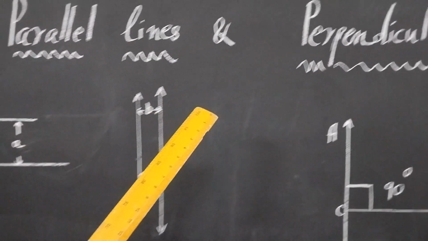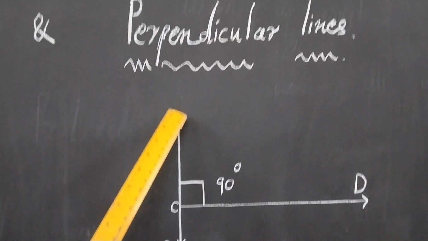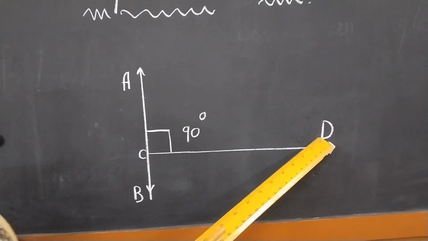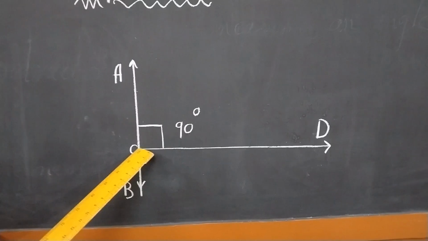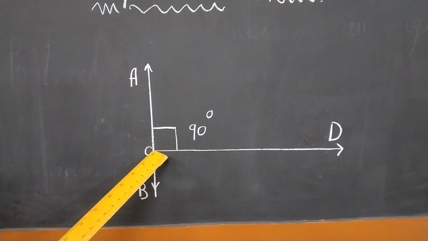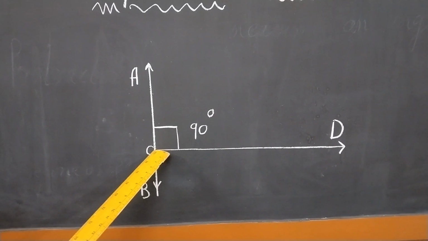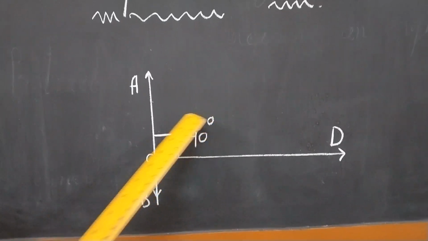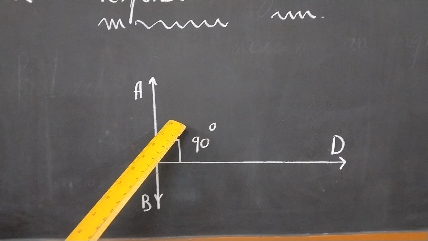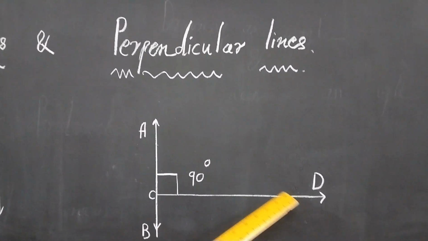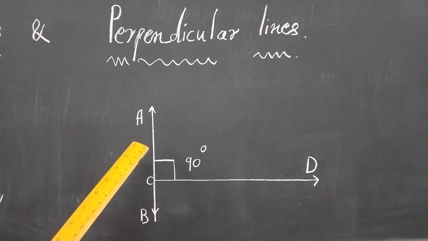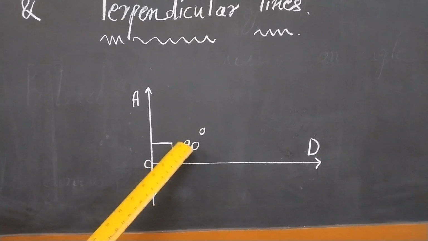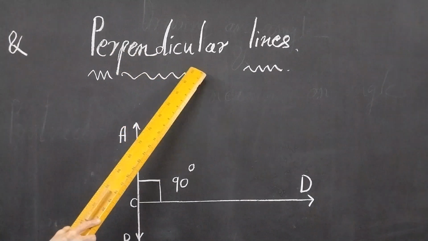Now let us come to perpendicular lines. AB is one line and CD is another line, and they are intersecting or meeting one another at point C. But the way they are meeting, they are making an angle of 90 degrees between them. So when two lines intersect each other and at their point of intersection the angle is 90 degrees, then they are called perpendicular lines.